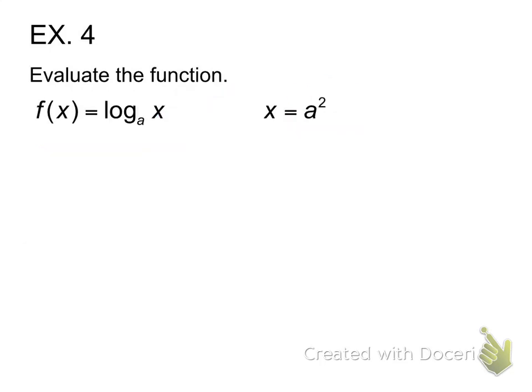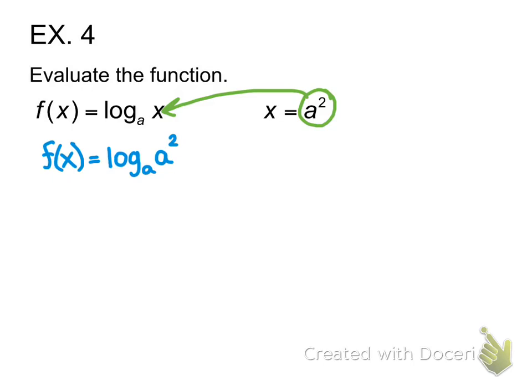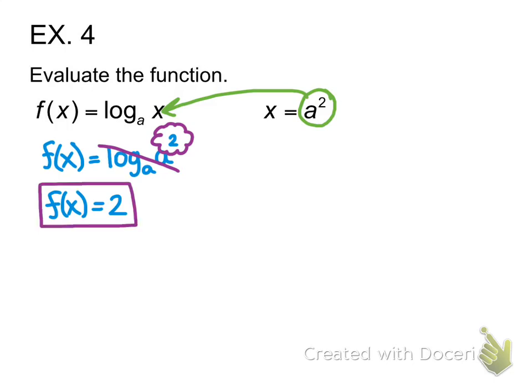Okay, same thing for number 4. Log base a of x, and we're going to say that x is equal to a squared. So I'm going to substitute a squared into x. f of x equals log base a of a squared. Same thing here, even though it's a common log instead of a natural log. I have base a, a little a and a big A, so those are actually going to cancel out, and I'll just be left with the exponent. We had an example in the properties of logs that said log base a of a to the x power equaled x. So this is just going to be f of x equals 2.